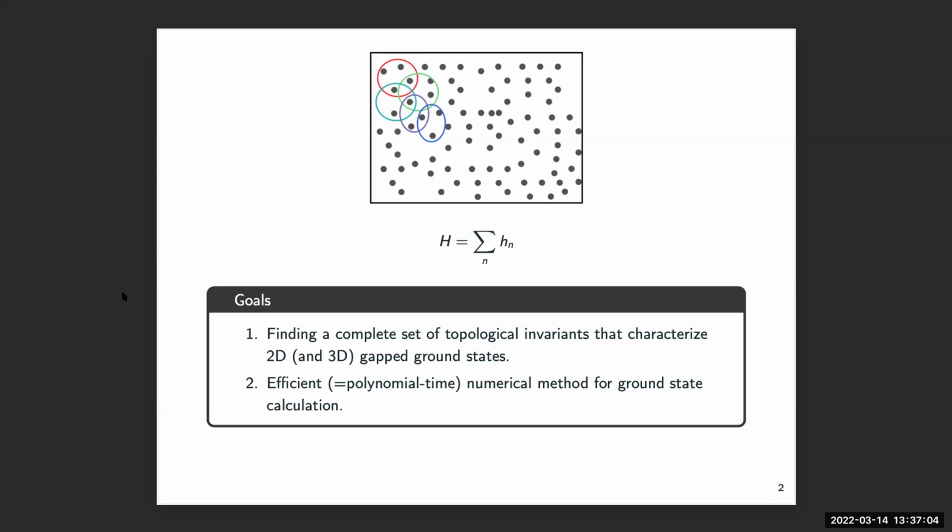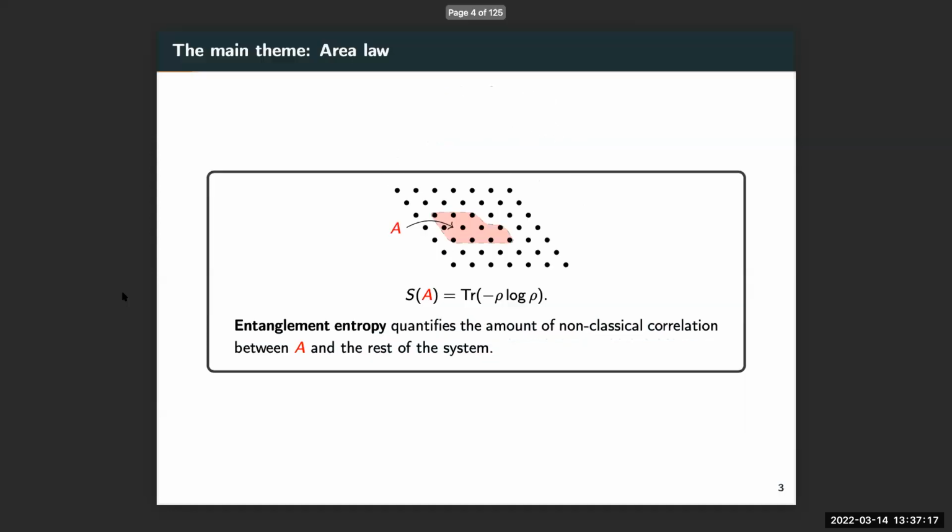So given a microscopic Hamiltonian, we would like to be able to have some general purpose polynomial time algorithm for approximating its ground state energy or its ground state representation. So that's the big goal.